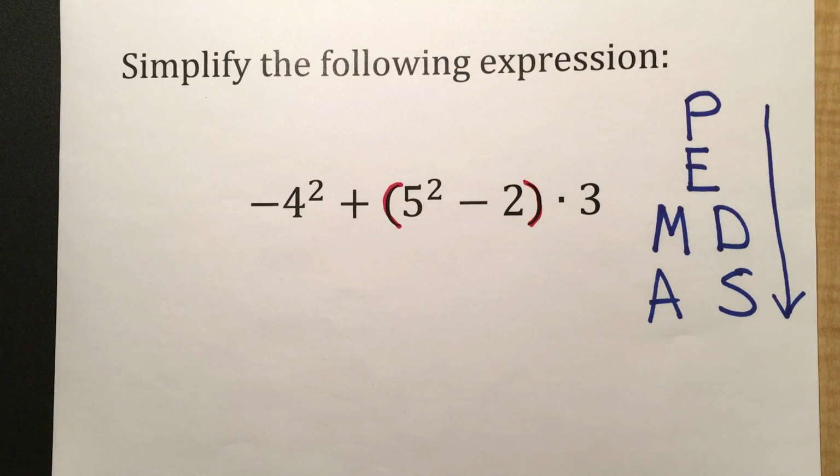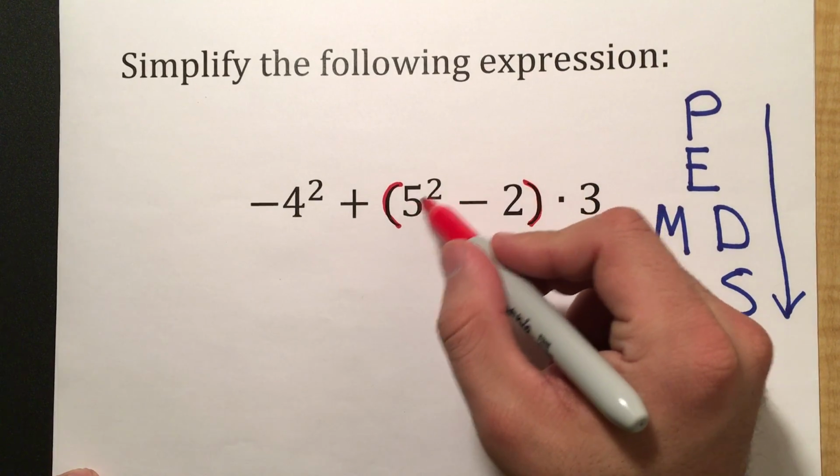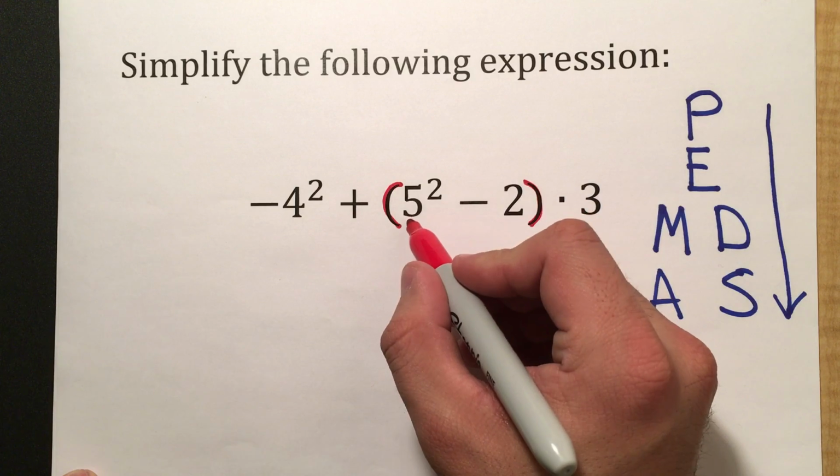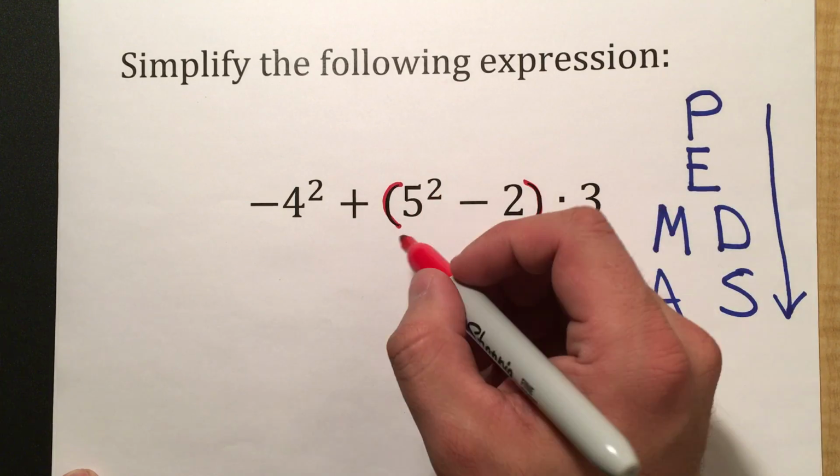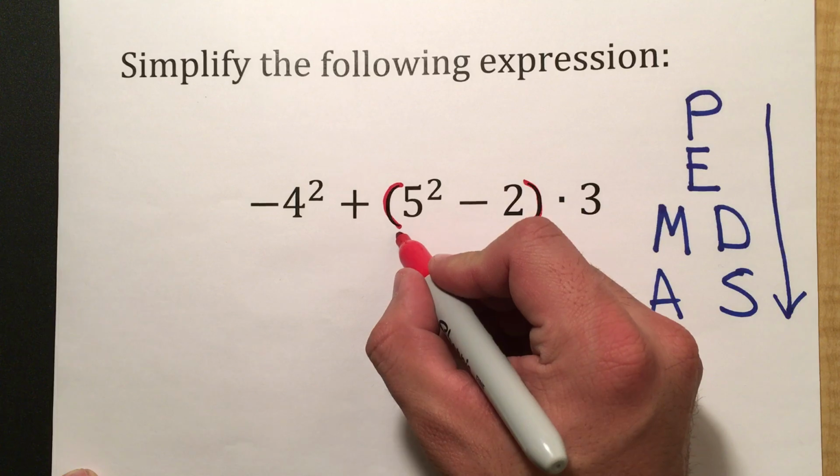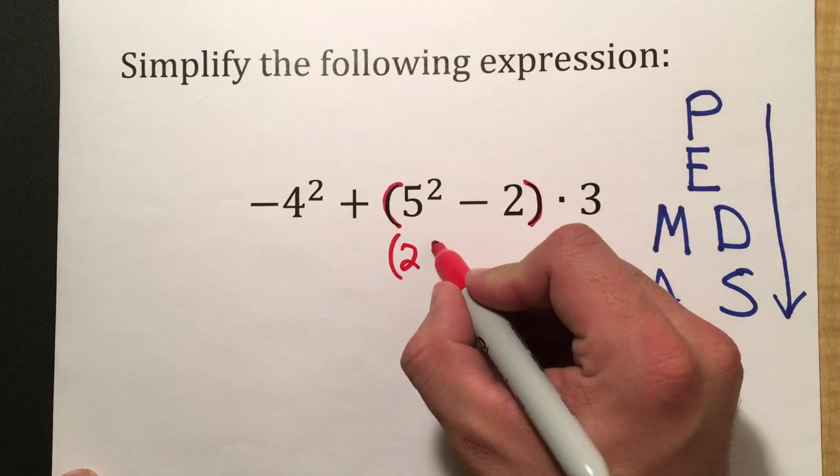So 5 squared, that is not 5 times 2, okay? That's a huge mistake that students always make. It's a misconception. They think that 5 squared is 5 times 2. That means 5 times 5. And what's 5 times 5? That's 25, right? So I'm going to put that in here.